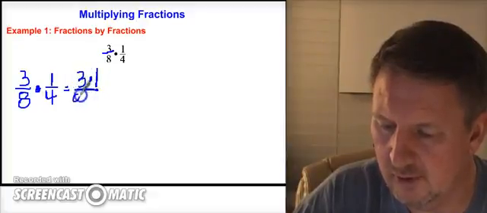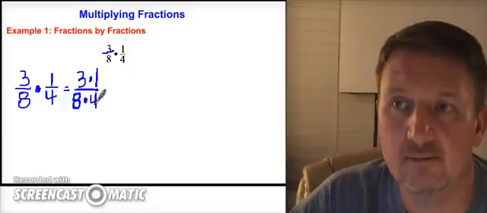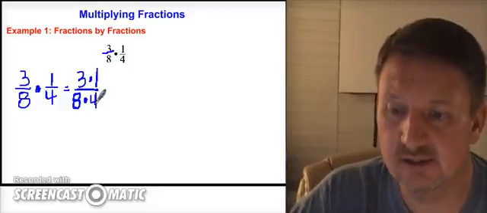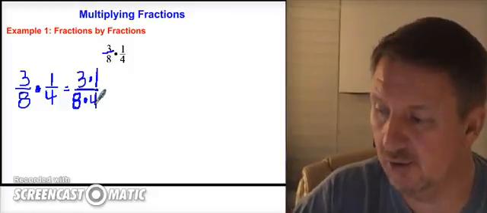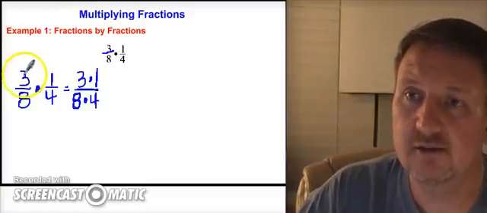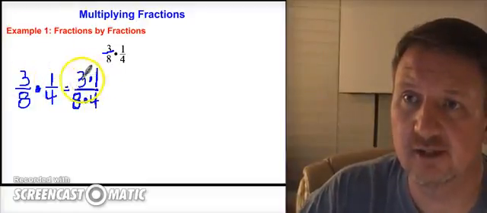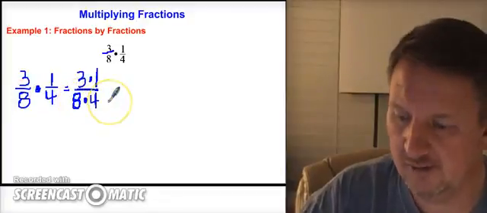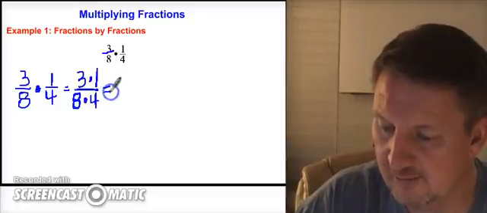All right, so you rewrite it as 3 times 1 over 8 times 4. All you're doing in this is you're going to multiply your numerator times your numerator, and that's what we have here. And you're going to multiply your denominator times your denominator, and that's what we have here. All right? So once you have it set up, you go ahead and multiply.